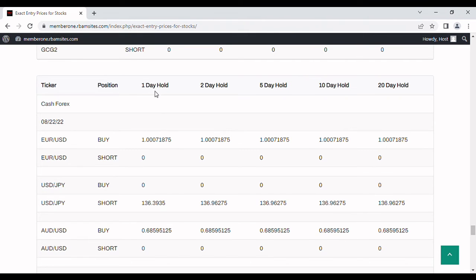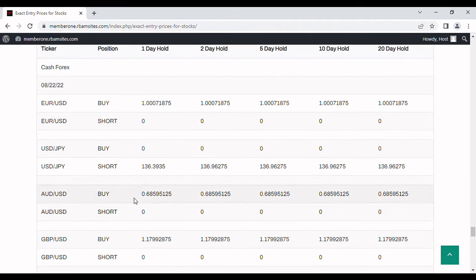If you wanted to day trade, you'd use the 1 day holding period, and it recommends a short here at 136.39. So let's go up and take a look at it. It's recommending short here. This would be a 1 day hold. Get in today, close out worst case end of session tomorrow at a loss, or take your profit sooner. So let's see what it looks like right now. 136.39.